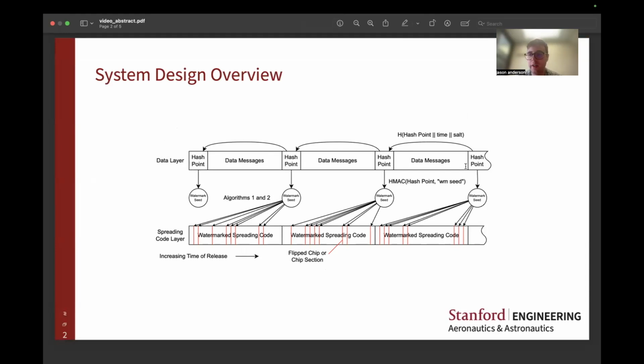Inside the data layer, we assume that there's some sort of TESLA navigation message authentication, like Galileo's OSNMA. The combinatorial watermarking is different from prior art, where sections of spreading code are replaced. Instead, this is where the combinatorics comes in: a fixed number of chips are selected to be inverted. That's what these red lines represent here. This paper is about how to take cryptographic seeds and then select the individual chips to invert.